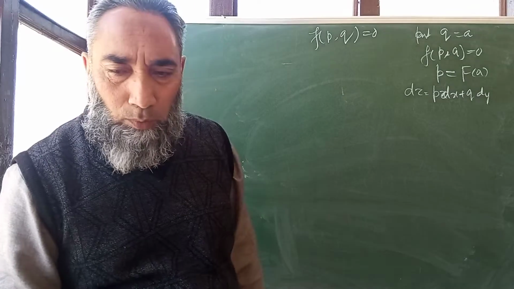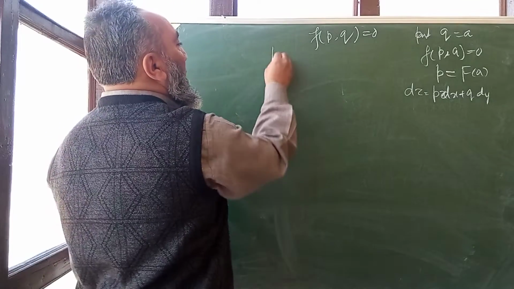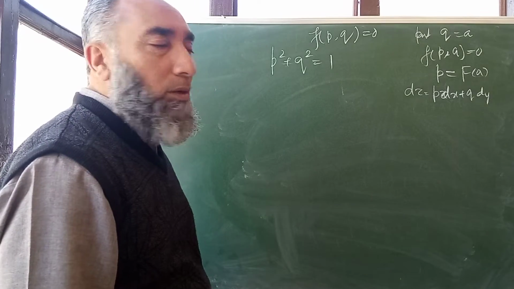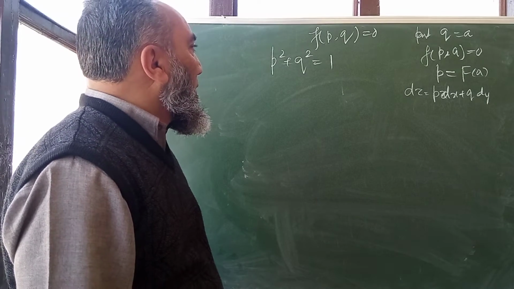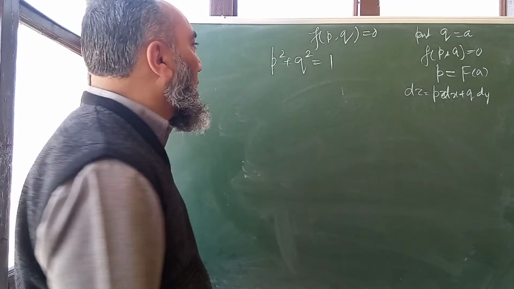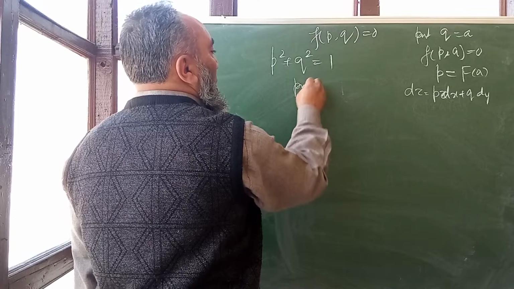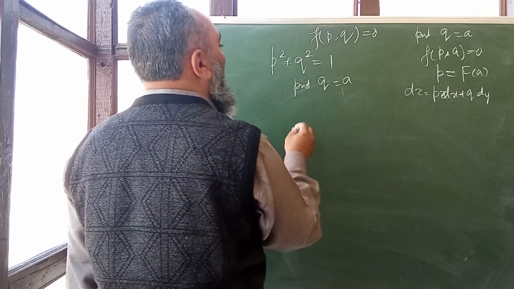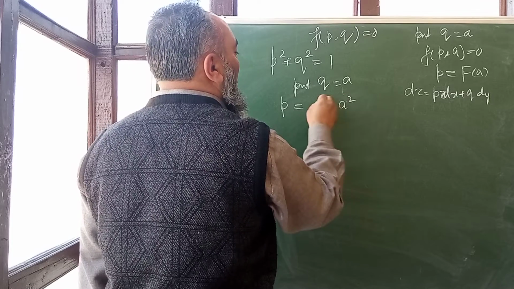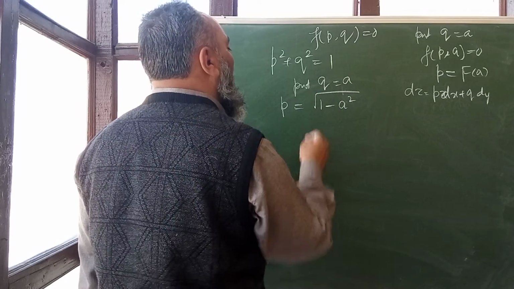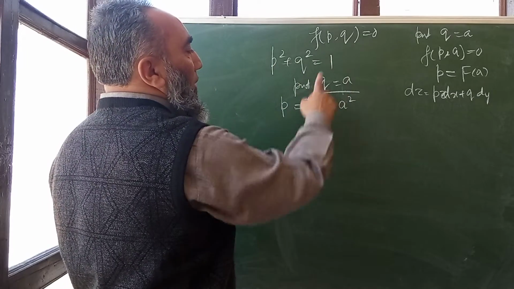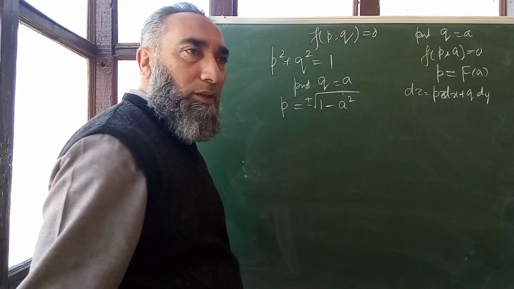For example, you have say p square plus q square equal to 1. This is a non-linear partial differential equation wherein p and q are present: no x, no y, and no z. So let me put q equal to a. Then what is p? It is under root of 1 minus a square, plus or minus, doesn't matter. p square is 1 minus q square, which is 1 minus a square, so p is plus or minus this.